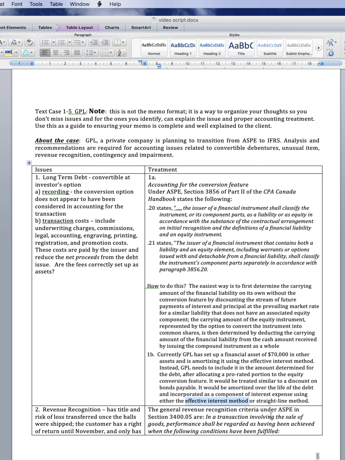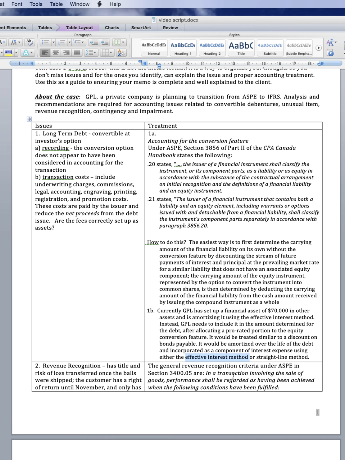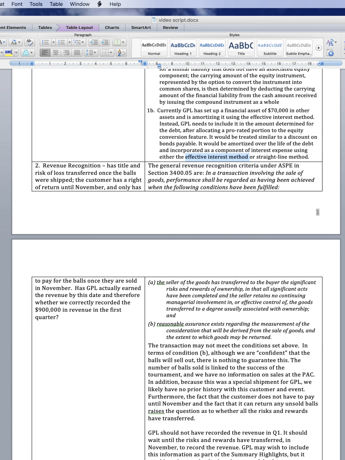So that kind of deals with the convertible debt issue. Now, let's deal with the revenue recognition issue.